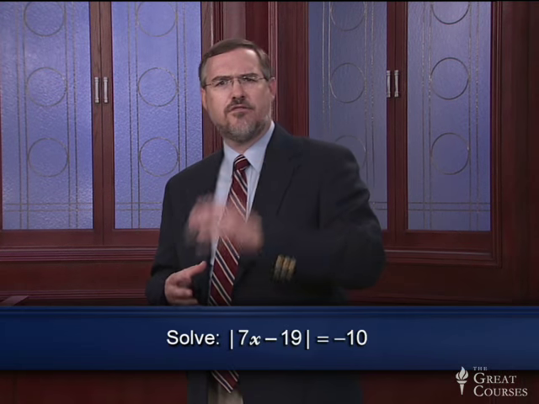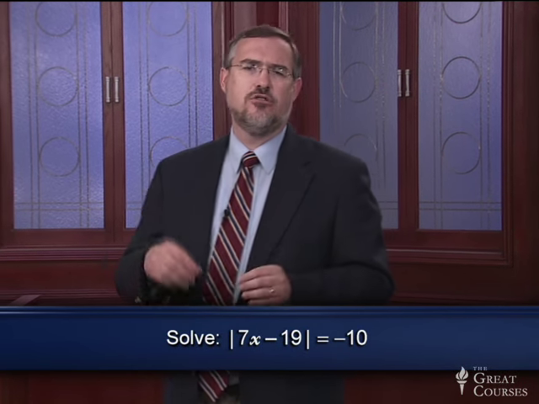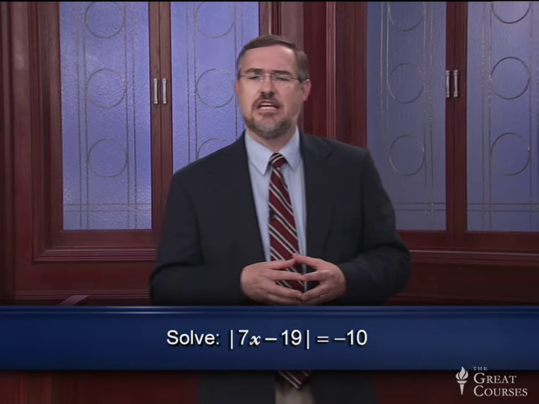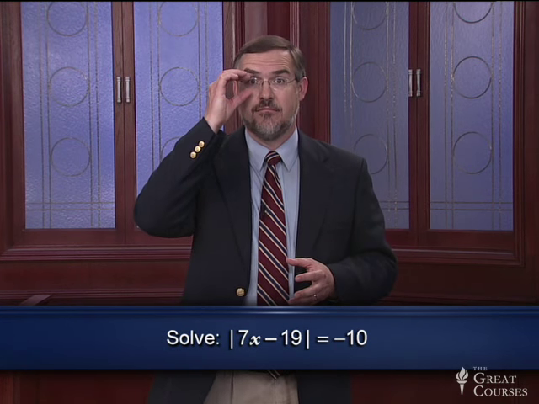Now I have to ask you, is that what you found also? I hope it is. Both of those numbers really are solutions. Now, let's move to some other equations that come up in this kind of work, again, where you have absolute values floating around in an equation. Let's solve the following example. Absolute value of 7x minus 19 equals negative 10.